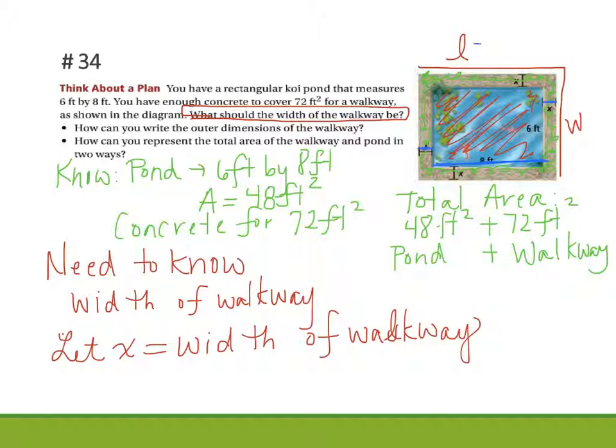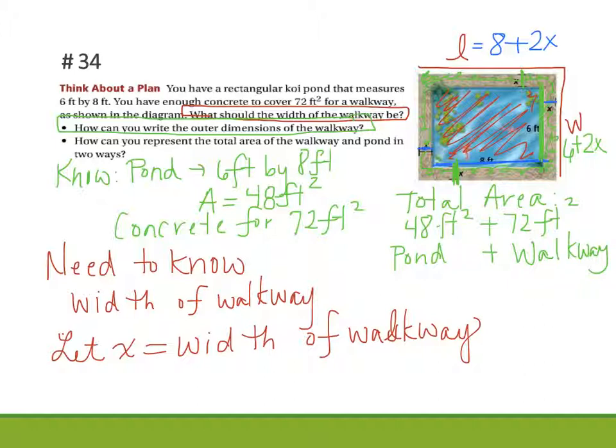So that would be 8 plus 2x. What about the width? The width is 6 feet here, plus x up here, and x down here. So that's going to be 6 plus 2x. So those two dimensions are going to help us to solve the problem.